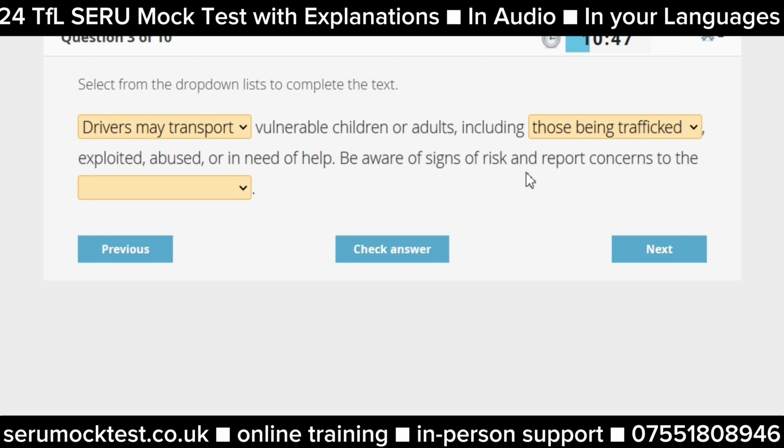Exploited, and also there's an easier way, my explanation: you look at the other ones. So this is also with ed, this is also with ed, so all in the past: abused, exploited. So therefore this will be the same as well.